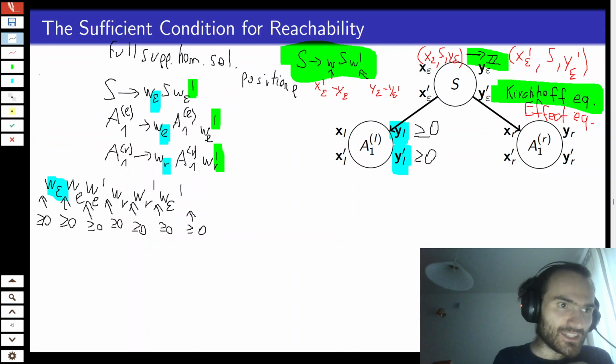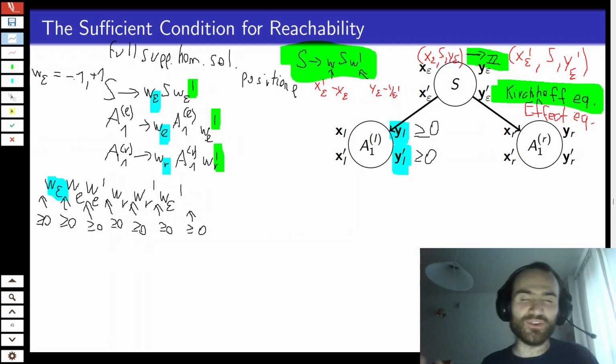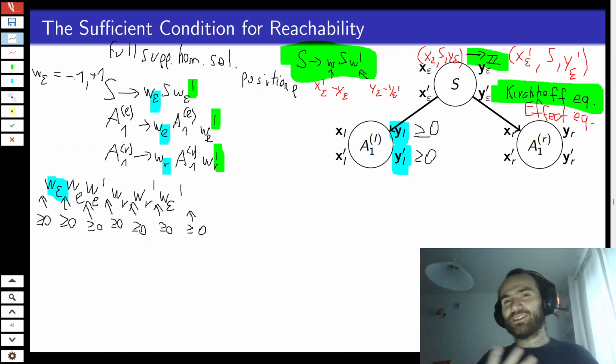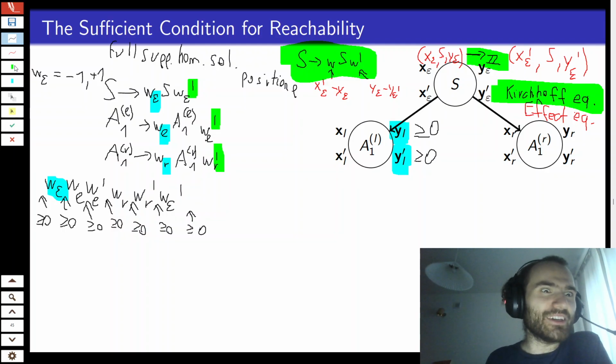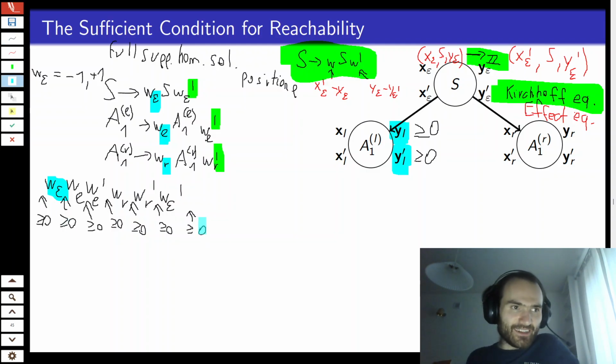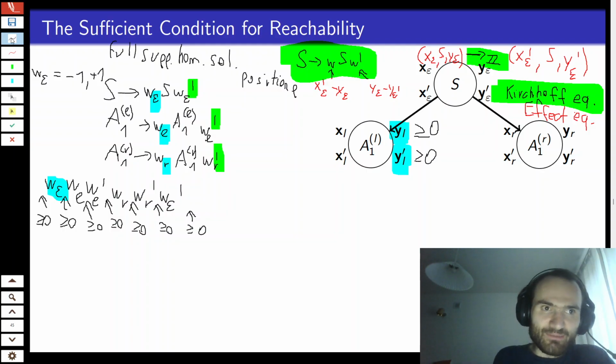So say W epsilon could be -1 plus 1. This is a perfectly fine word, because we're just talking about ILP solutions. The ILP solution does not talk about the order of the word at all. It just talks about the effect. So we know that at these different checkpoints we will be greater than or equal to 0. And now, why did I talk about this so explicitly?